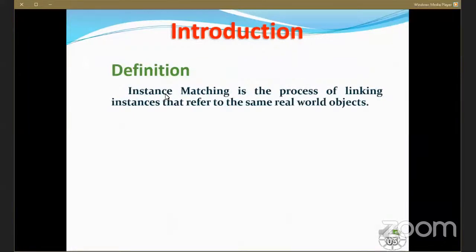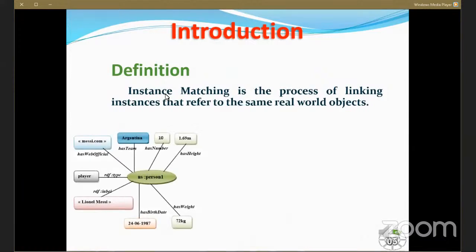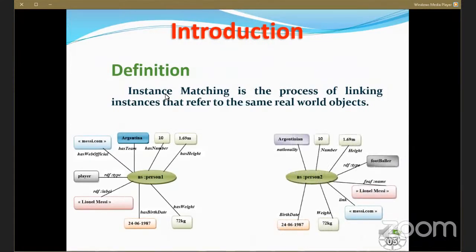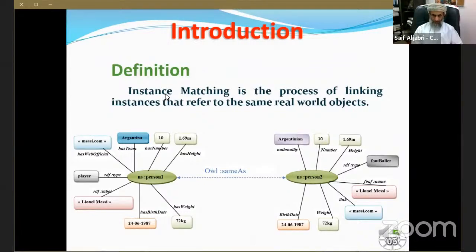Instance matching is the process that discovers different descriptions of the same object and links them with an owl:sameAs link. For example, these are two different descriptions of the same person. The aim of the instance matching process is to detect that they refer to the same real-world object, who is the Argentinian footballer Messi, and links them with an owl:sameAs link.